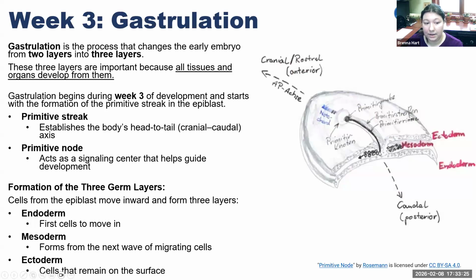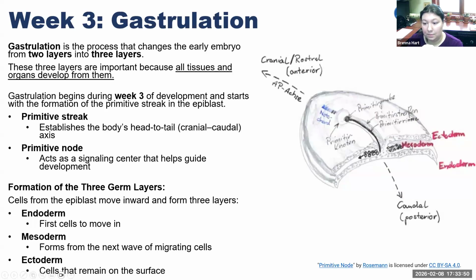The primitive streak is what's allowing the head to tail, this cranial to caudal orientation axis that we have. And that primitive node is helping guide all the development signals here. So when we have these 3 layers, the endoderm is going to go first. I want you to think of the organs. So think like respiratory organs, GI, liver, pancreas, things like that.